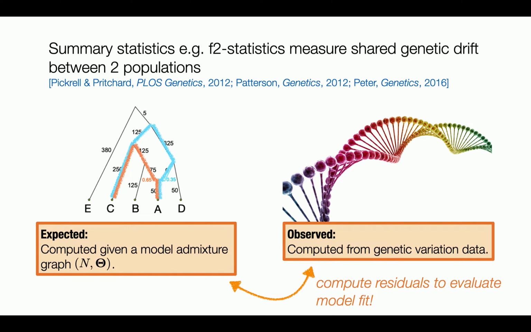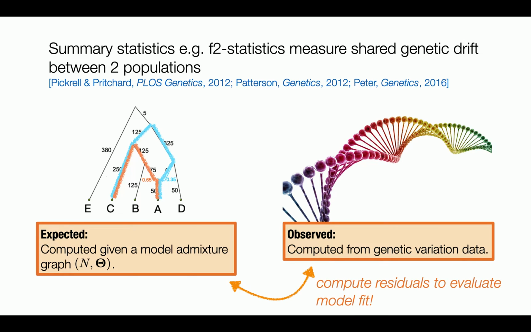In the cases we are considering in this talk, these compute-intensive likelihood functions can be avoided using summary statistics. F2 statistics, for example, measure the shared genetic drift between two populations. Given an admixture graph like the one shown on the left, we can compute the expected value of an F2 statistic for a given pair of populations. This statistic is related to the paths between the two populations. For example, the paths between populations A and C are highlighted in orange and blue. Now, on the right side, the observed F2 statistics are computed from genetic variation data for all pairs of populations.